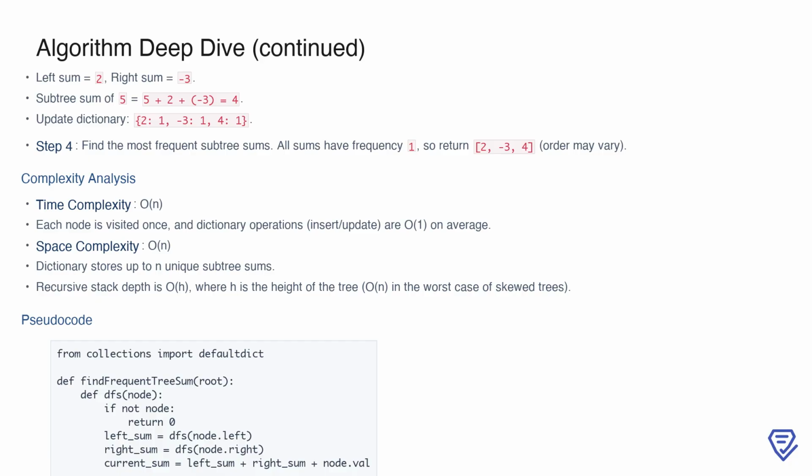To find the most frequent subtree sums, we look for the maximum frequency in the dictionary. Since all sums have the same frequency of 1, we return all of them as the result. The order of the sums in the output doesn't matter, so the result could be 2, -3, 4, or any permutation of these values. The time complexity here remains O(n), since each node is processed once, and the space complexity is O(n), for both the dictionary and the recursion stack. This ensures the algorithm is efficient even for large trees.